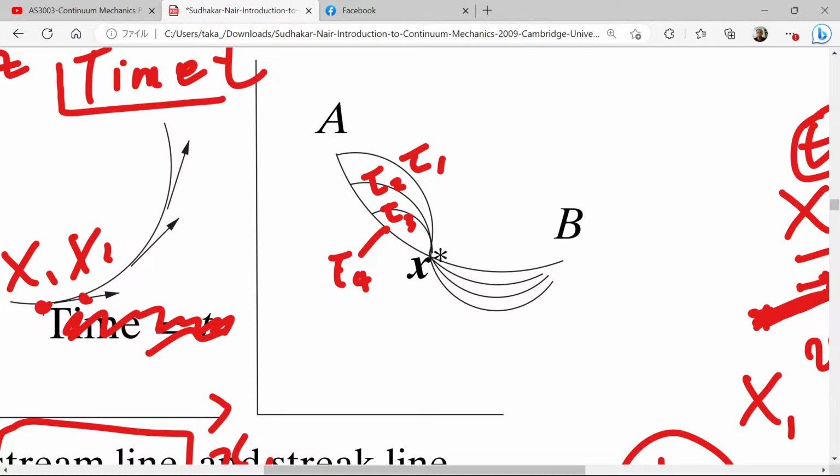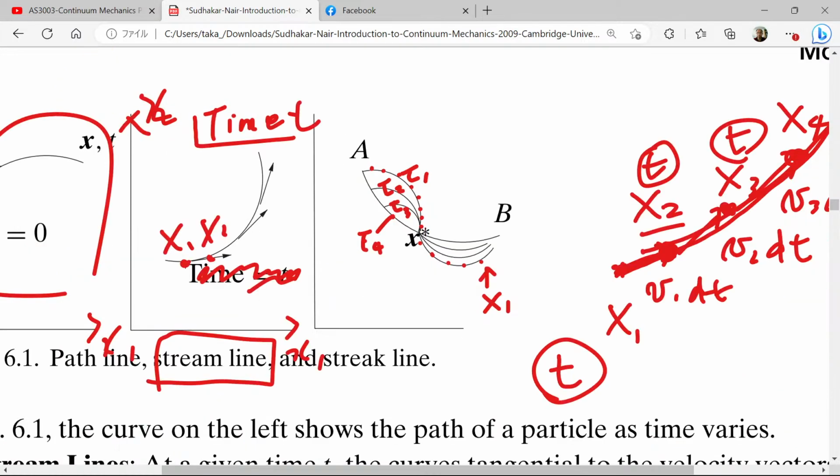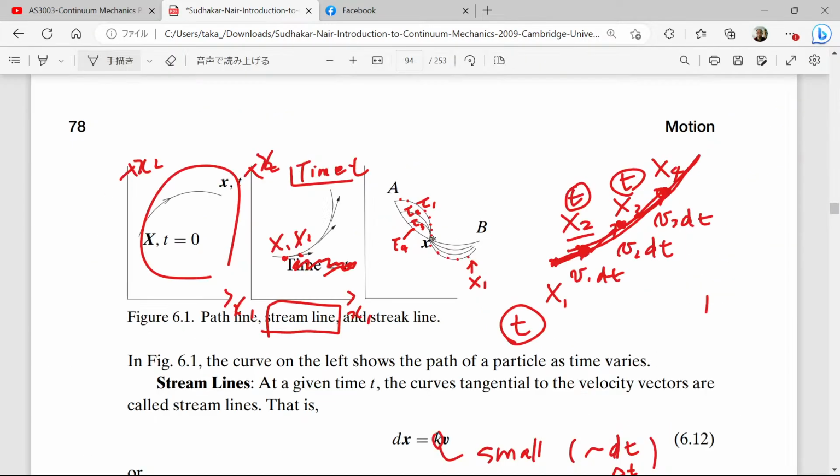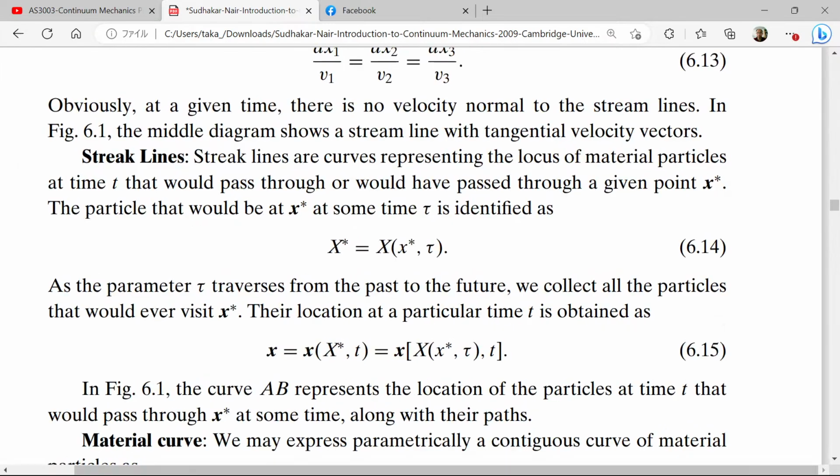But the question is, is it the same particle here? Are they the same particle? Are they like the same particle x1? For the tau 2 curve, maybe x2, is it the same particle? My question. Streak lines are curves representing locus of material particles. What is locus?